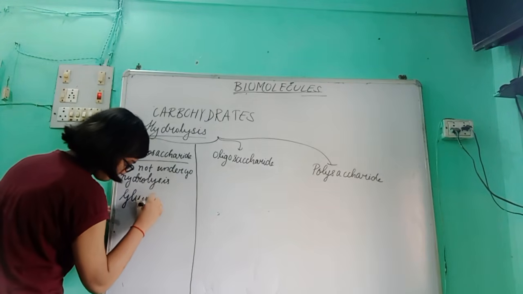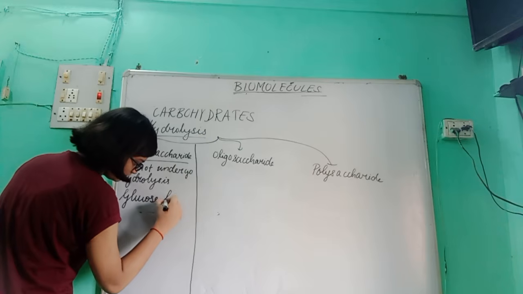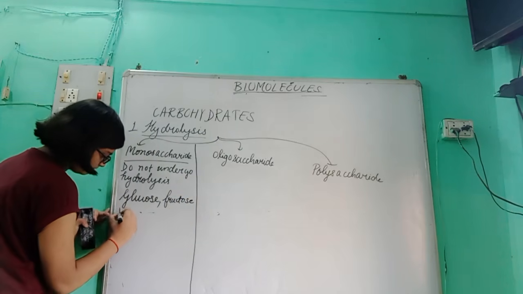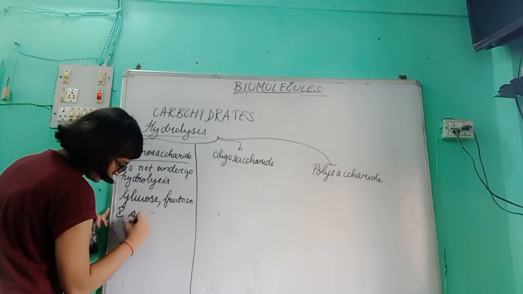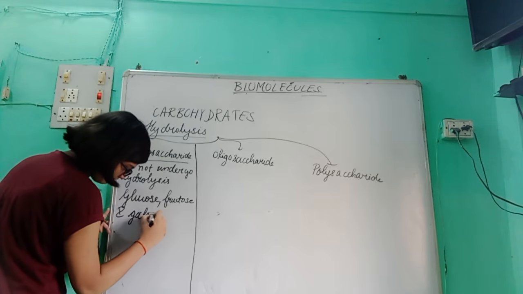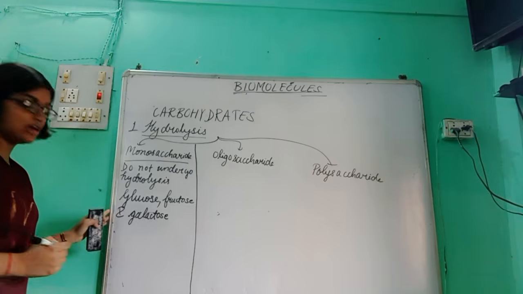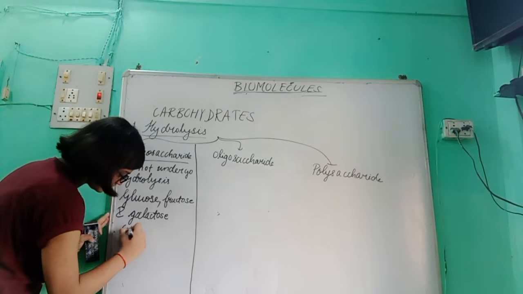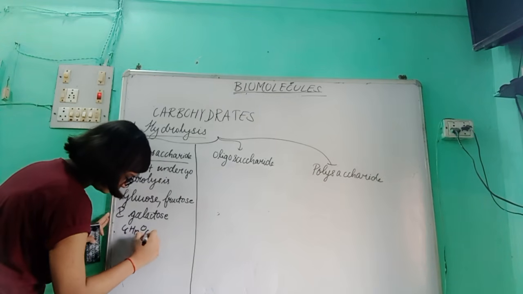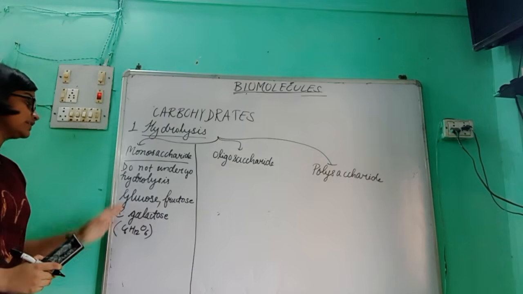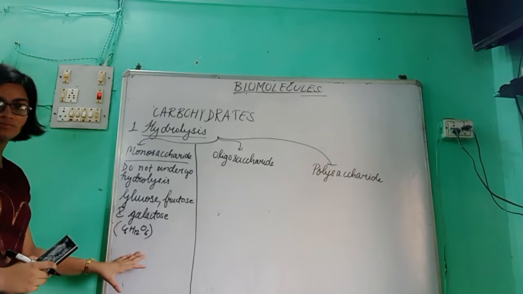Examples of monosaccharides are glucose, fructose and galactose. And the formula of this is C6H12O6. So, glucose, fructose and galactose, all 3 of them have the same formula.